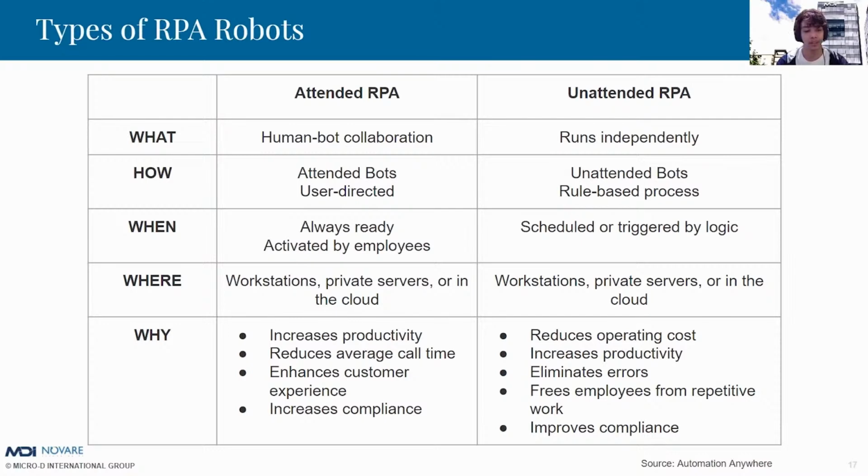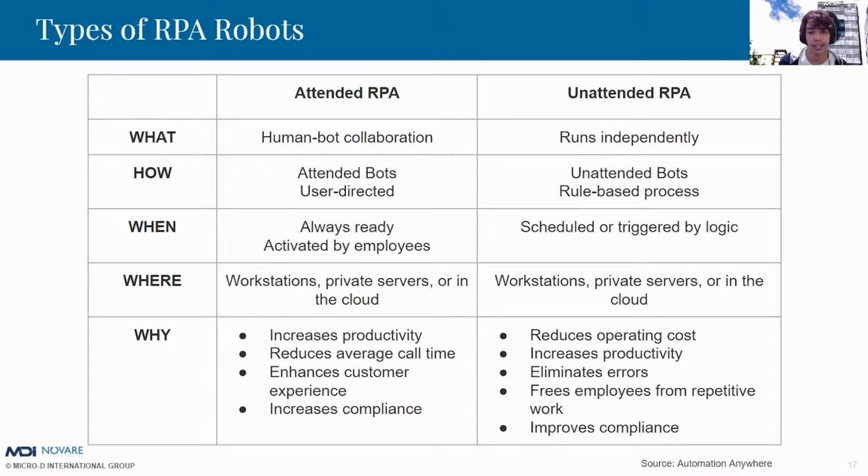The next question that we have is how? How does attended RPA work? In an attended RPA, attended bots are directed by its users, the humans. In some cases, these users are employees, but RPA managers can set up tasks between employees and bots, and they can also coordinate internal resources.